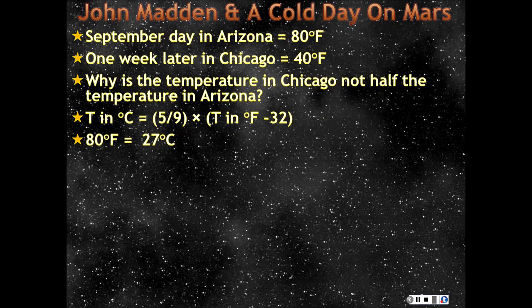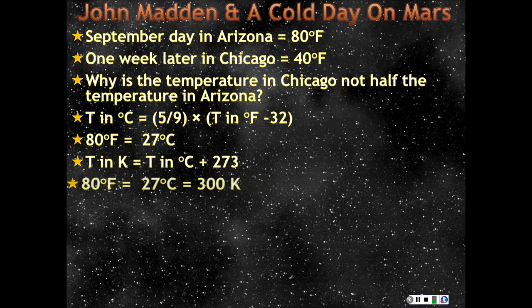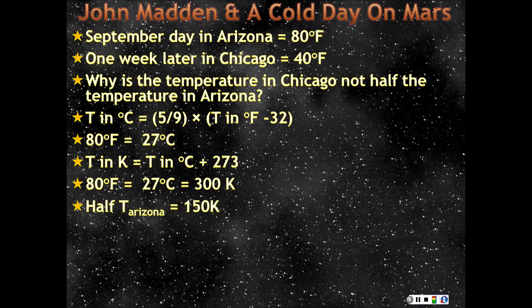So 80 degrees Fahrenheit is 27 degrees Celsius. And then we want to make it into Kelvin, so we just add on 273, and we get that the temperature in Arizona, when it was 80 degrees Fahrenheit, is 300 Kelvin. So half the temperature in Arizona is only 150 Kelvin, which is pretty cold.